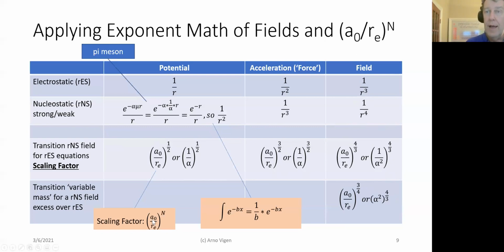This ratio, A sub O, the Bohr radius of hydrogen, the equilibrium, over the radius of the electron, to the n power, depending on what you're trying to do, is the scaling factor. It is universal in all of physics.